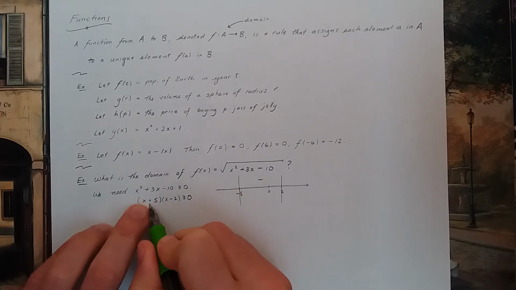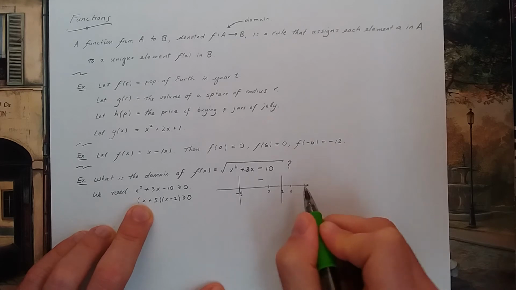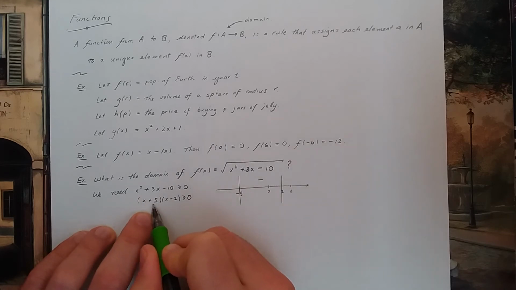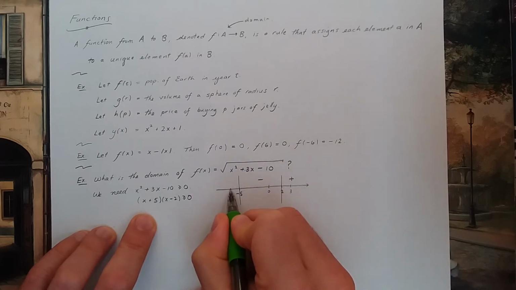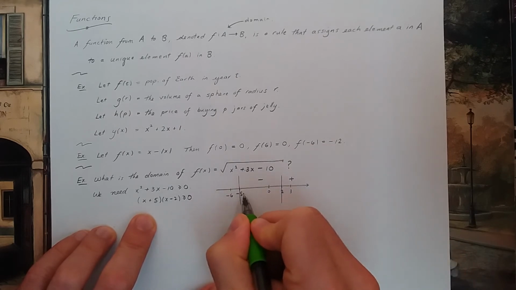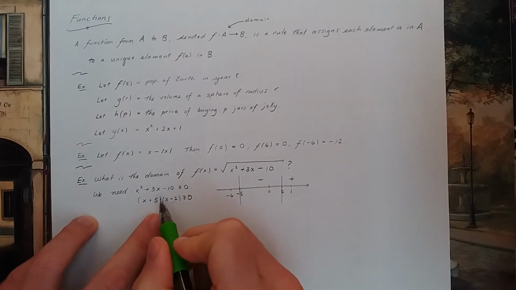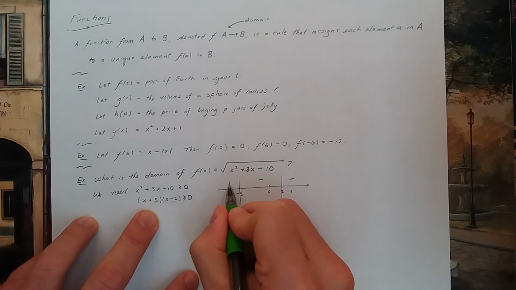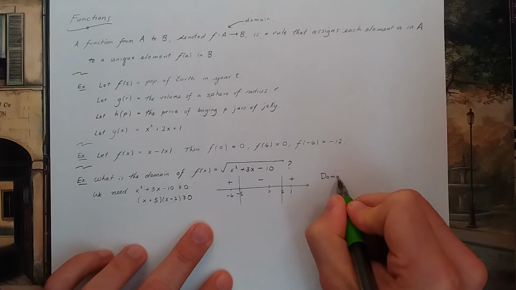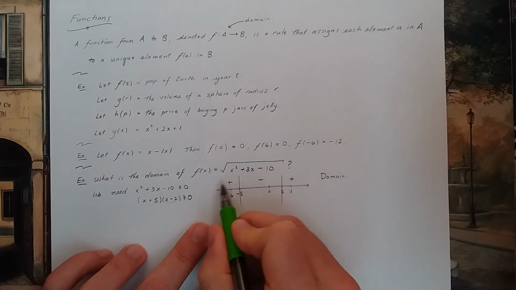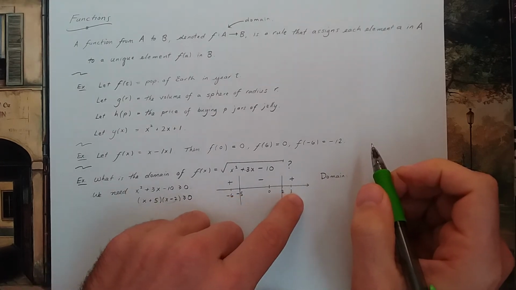If I plug in a number bigger than 2, like let's say I plug in 3, then this term is positive and this term is positive, so I get a positive number. And if I plug in a number smaller than negative 5, like negative 6, then this number is negative and this number is negative. When you multiply two negatives, you get a positive. Meaning, the domain are the places where I have positive regions in this sectioned number line.